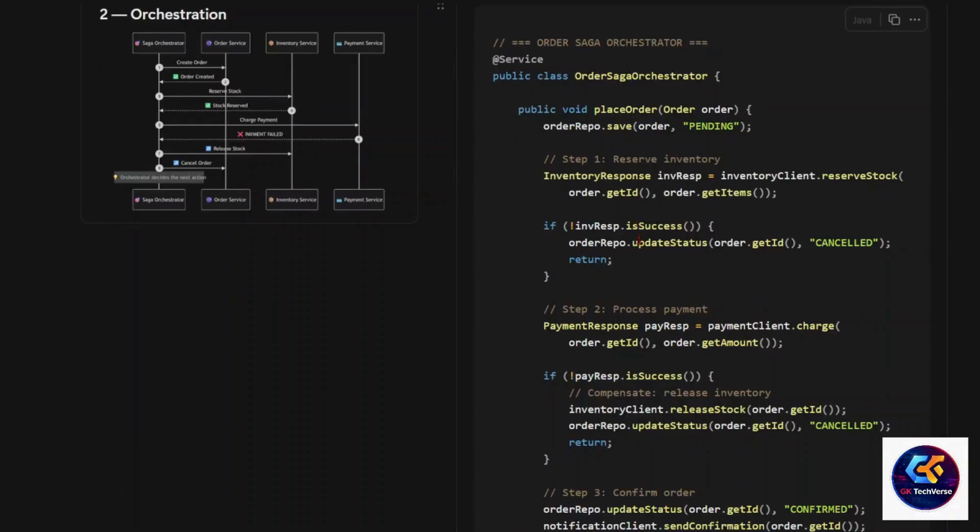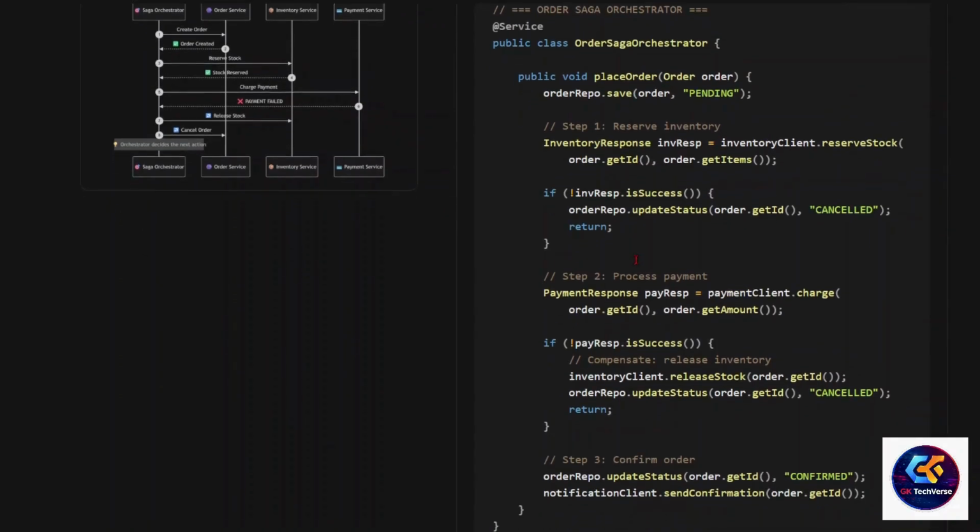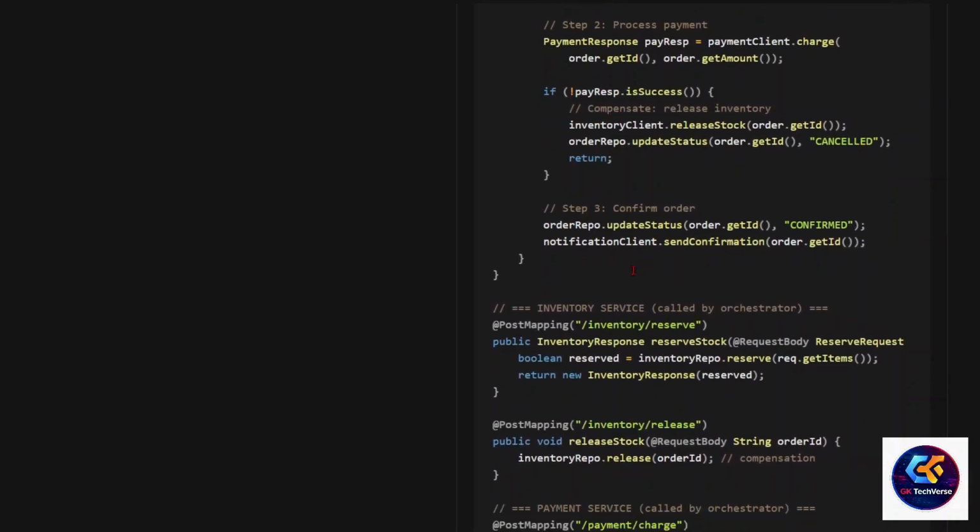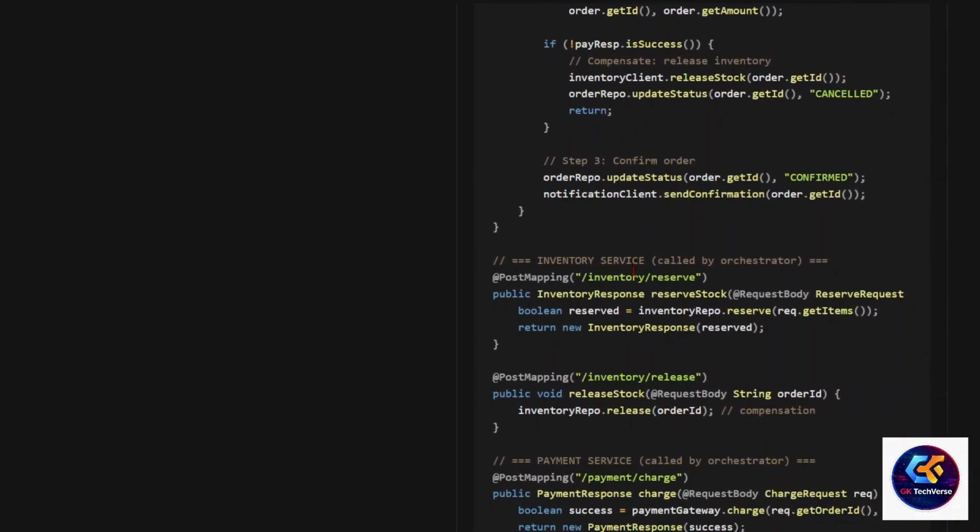The code becomes very explicit. The entire business flow is visible in one place. That makes debugging much easier. No matter which style you choose, one rule never changes. Every successful action must have a compensating action ready. Let's see what that means in real production systems.